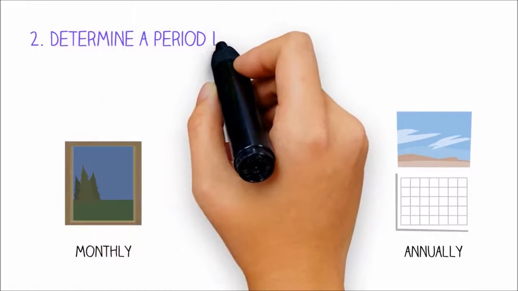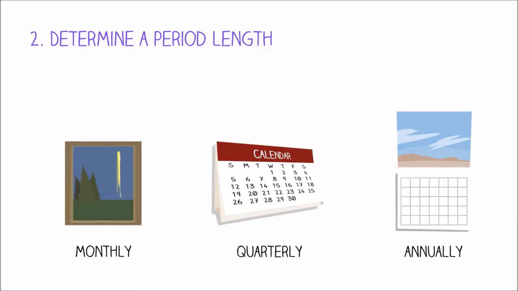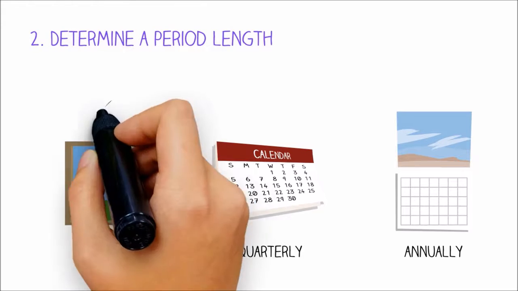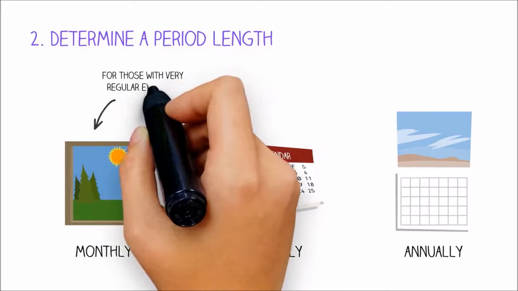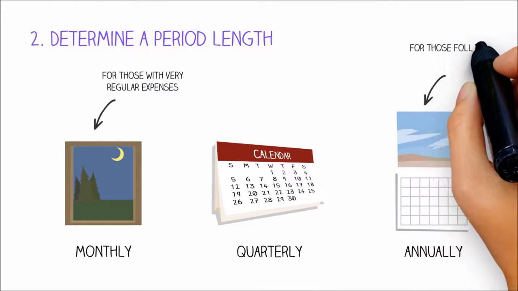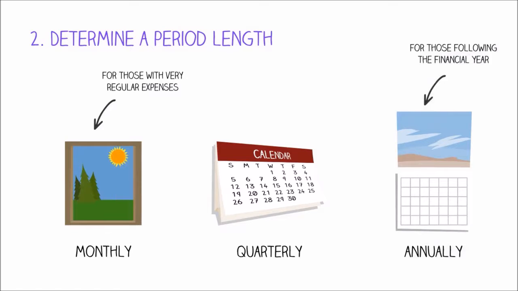Step number 2, determine a period length that you want to focus on. For example, you might want to do a monthly, a quarterly, or an annual budget, and this depends entirely on you. There's no correct choice. Some people might choose monthly because they have regular expenses, and some might choose annually to fit in with the financial year that runs from the 1st of July to the 30th of June each year.